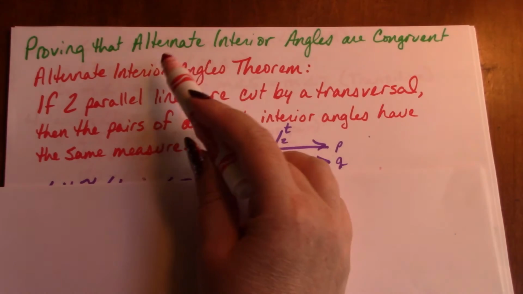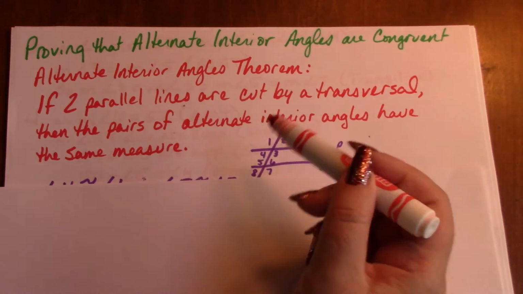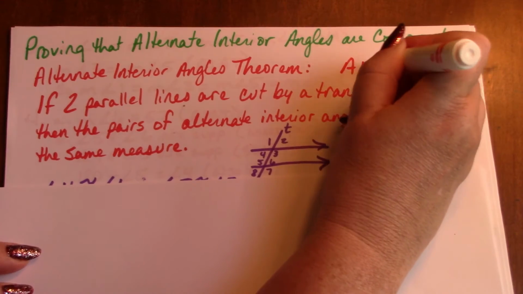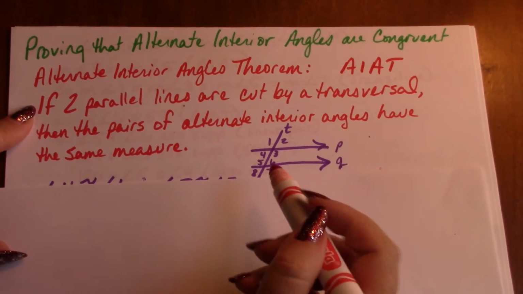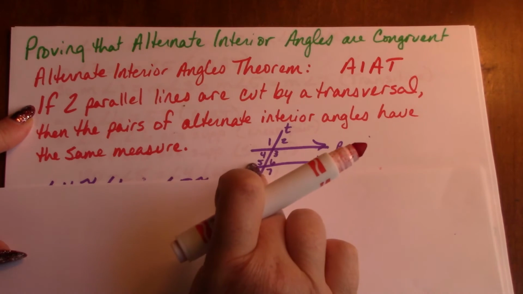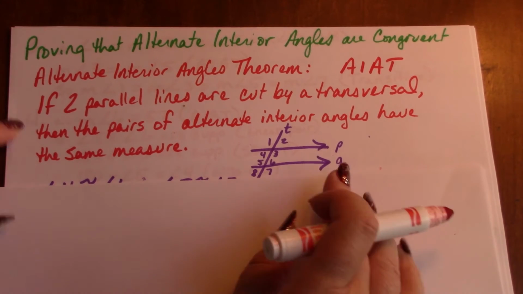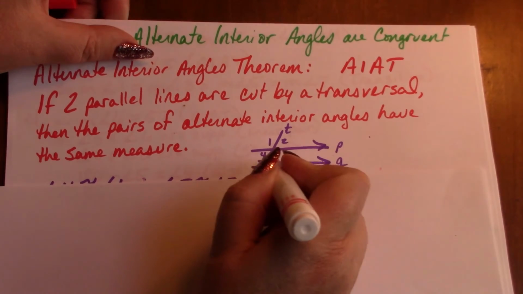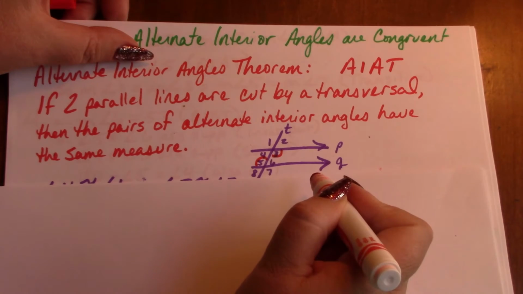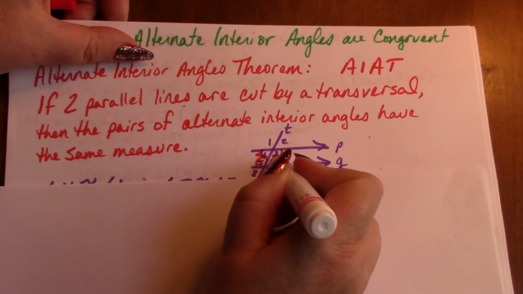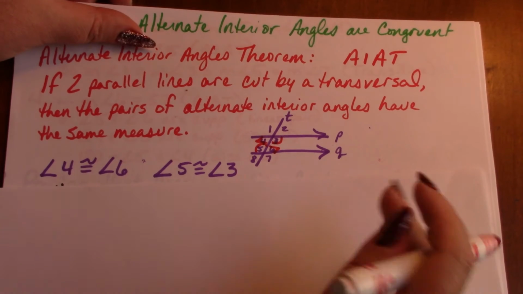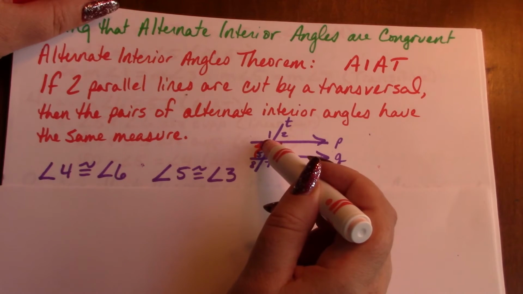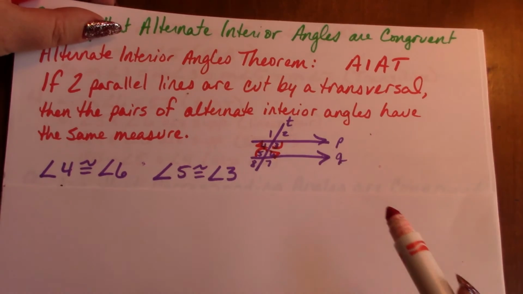Next, we're going to talk about alternate interior angles being congruent. The alternate interior angles theorem, which is AIAT, says that if two parallel lines are cut by a transversal, then the pairs of alternate interior angles have the same measure. So what I'm saying is 5 and 3 are the same measure. 4 and 6 are the same measure. So let's prove that. We're looking at angle 4 being congruent to 6 and 5 being congruent to 3.